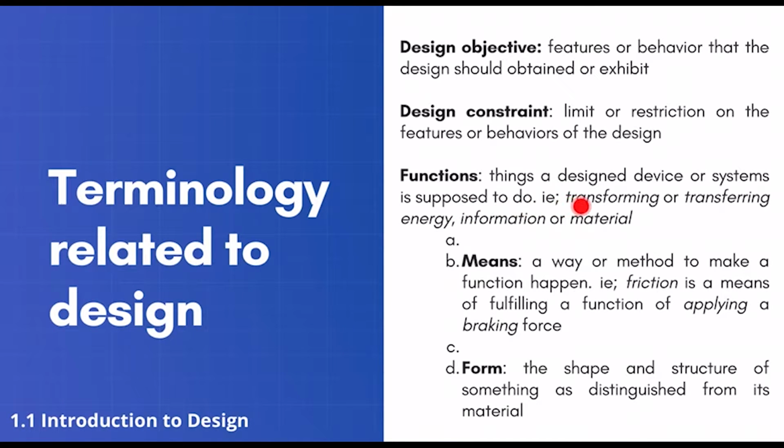Function is the thing a designed device or system is supposed to do, such as transforming or transferring energy, information or materials. In function we have two. The first one is means, which is a way or method to make a function happen, such as friction is a means of fulfilling a function of applying a braking force. And the second one is the form, which is the shape and the structure of something as distinguished from its material.